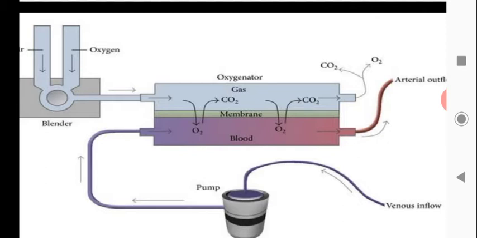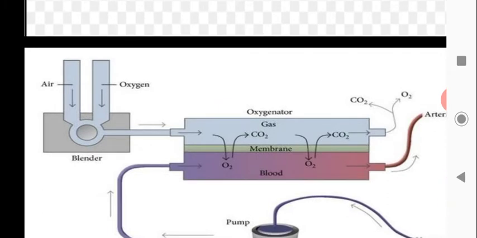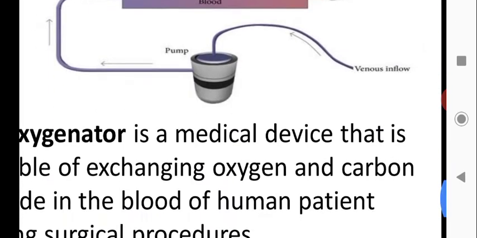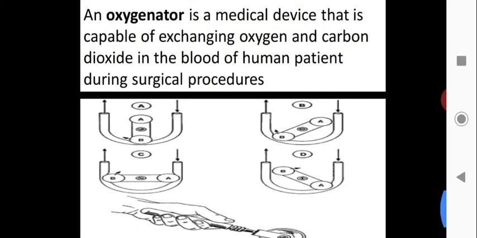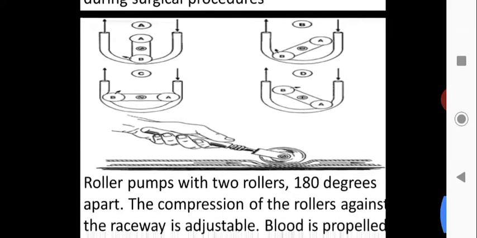Some amount of oxygen is also there, but the most dominant gas will be carbon dioxide. Then the oxygen will come, it will mix with the blood, and it will leave and be fed to the arterial outflow. An oxygenator is a medical device that is capable of exchanging oxygen and carbon dioxide in the blood of a human patient during surgical procedures. So this is what the oxygenator does.